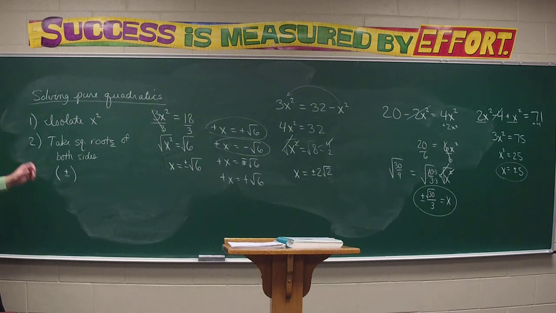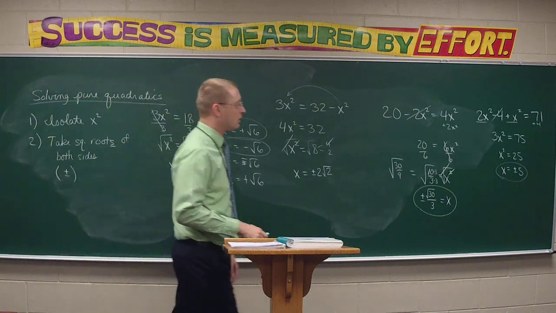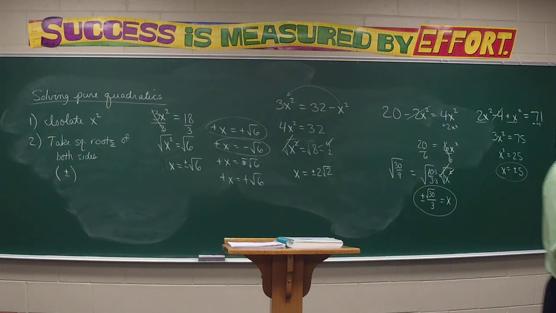Questions on solving pure quadratics. Yes, ma'am. My calculator is saying 75 divided by 3 is 26. 75 divided by 3 is 26. 75 divided by 3. You hit 78. 5. That's an 8. You're hitting 5 and it's coming up as 8. It's weird. Okay, 75 divided by 3 equals. There we go. I had to touch it.